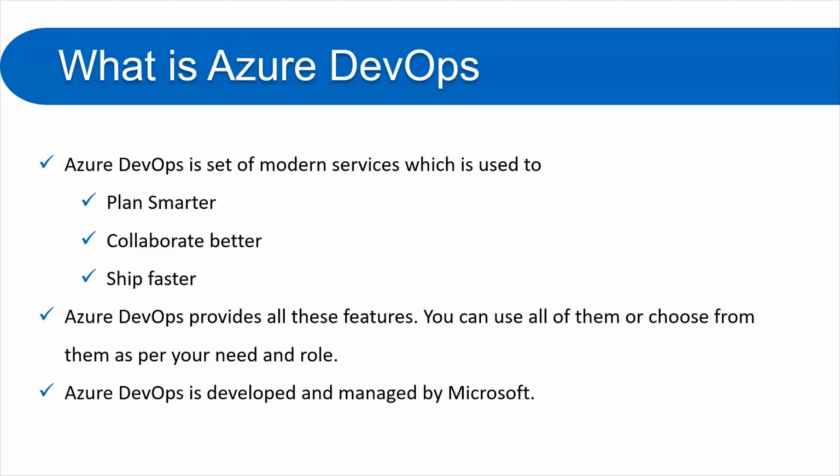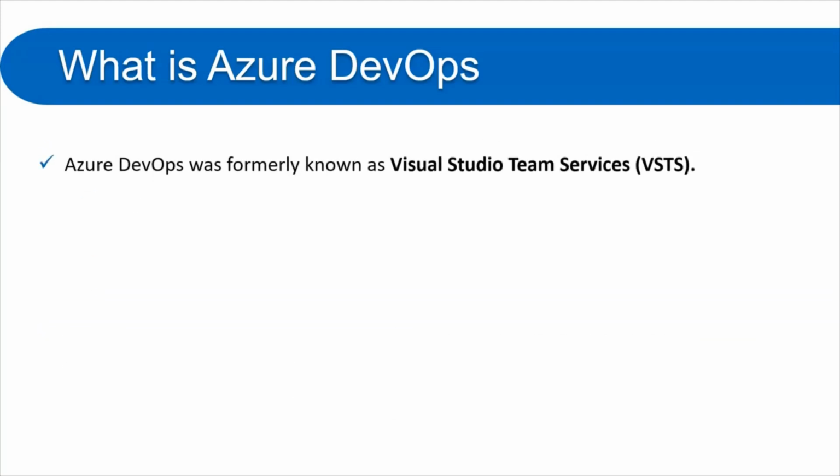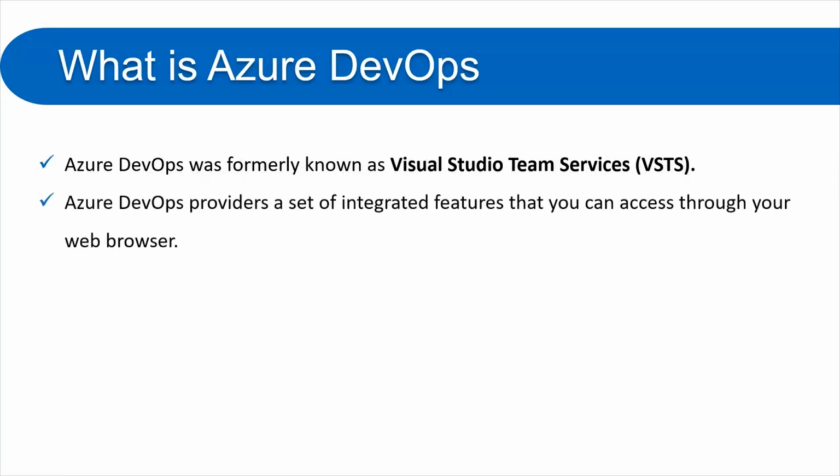That's why we can say Azure DevOps is a very fast, very secure, and very reliable product for DevOps. Azure DevOps was formerly known as Visual Studio Team Services, that is VSTS. So if you are not new to .NET development, then you must know about VSTS. Earlier it used to be VSTS, now Microsoft has changed its name. It is renamed to Azure DevOps. Azure DevOps provides a set of integrated features that you can access through your web browser. So basically, in simple terms, it is a website which can be accessed with the help of a browser and the internet.